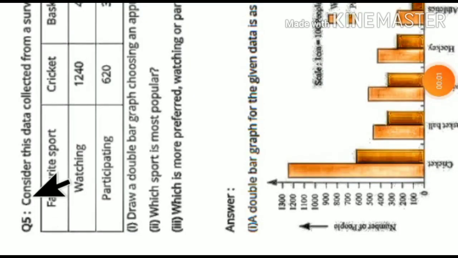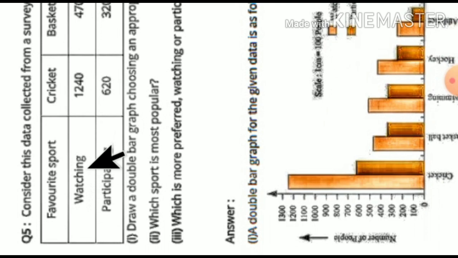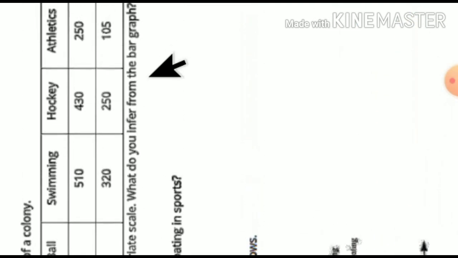Question number 5. Consider this data collected from a survey of a colony. So here favorite sport names are given: cricket, basketball, swimming, hockey and athletics. Now the persons who are watching and participating, their numbers are given. Draw a double bar graph choosing an appropriate scale. What do you infer from the bar graph?